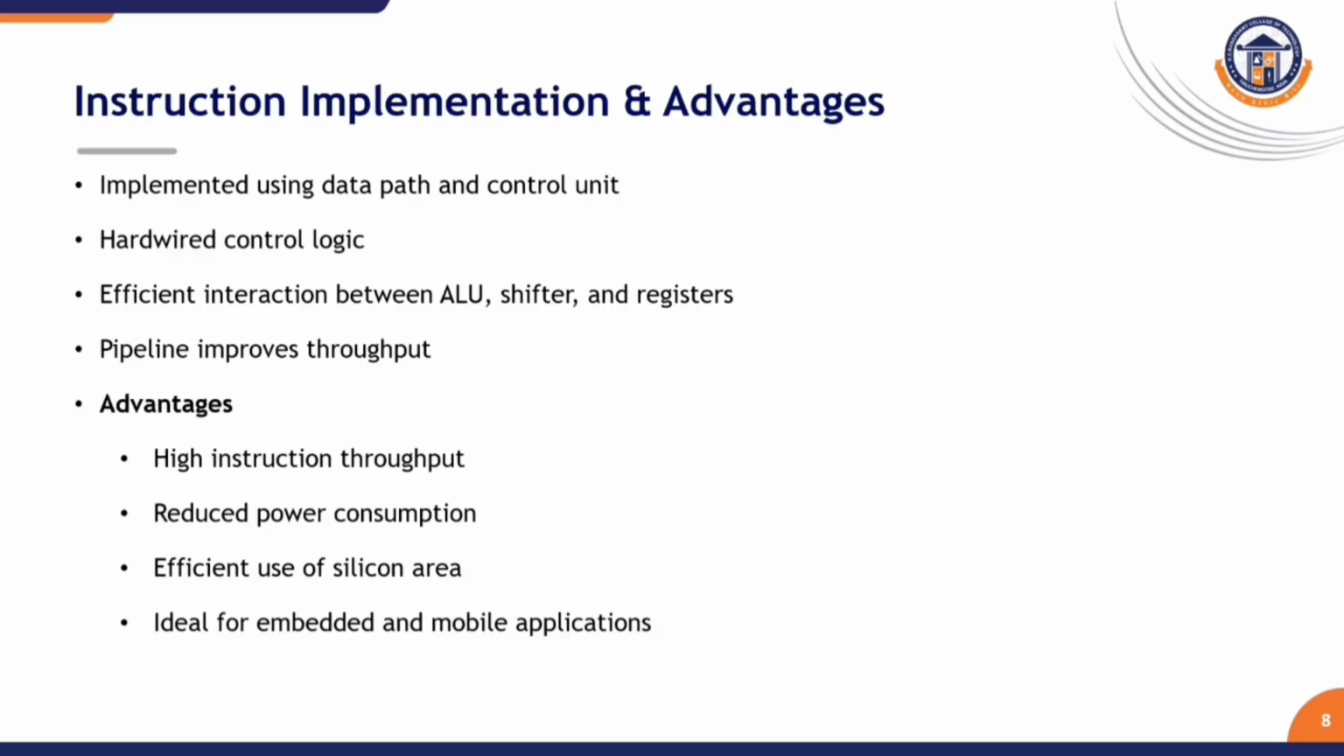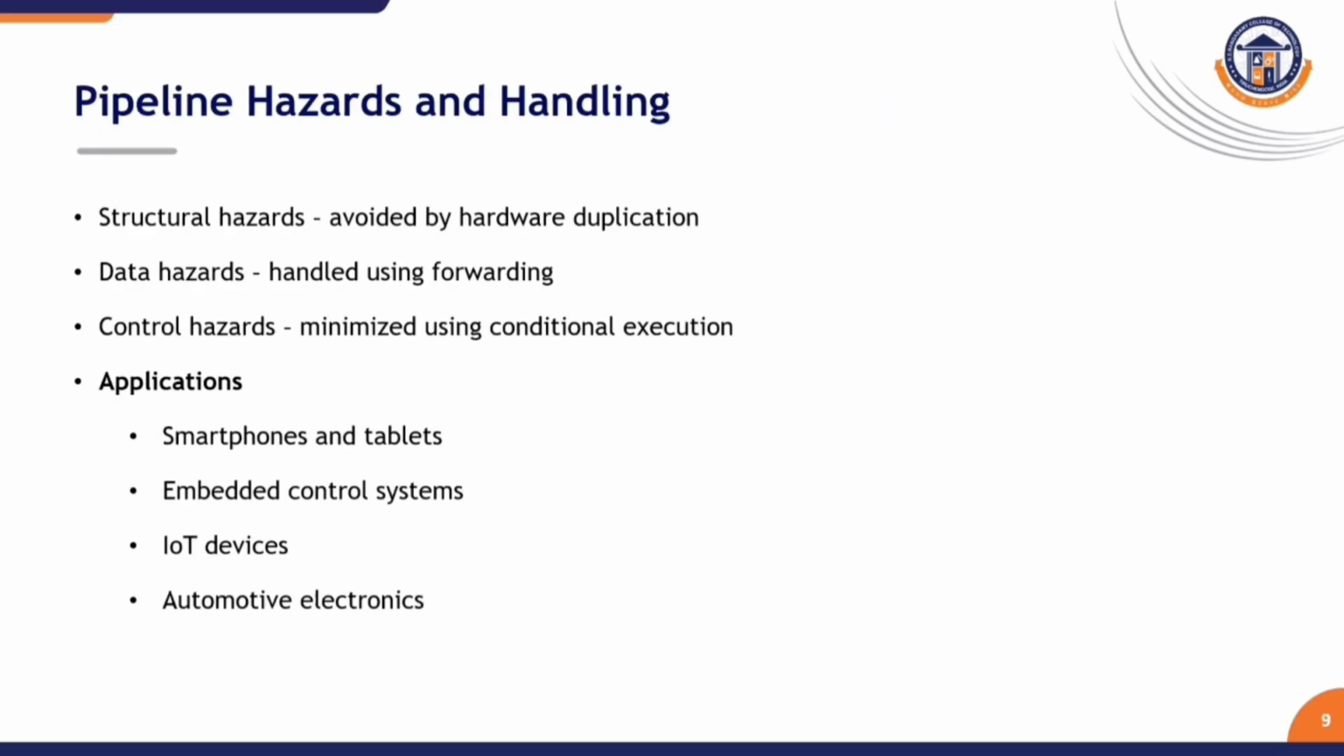The next one we'll discuss is pipeline hazards. Pipeline execution may face hazards. The types of pipeline hazards are: structural hazards, avoided using hardware duplication; data hazards, handled using data forwarding; and control hazards, minimized using conditional execution. ARM architecture is designed to reduce these hazards effectively.